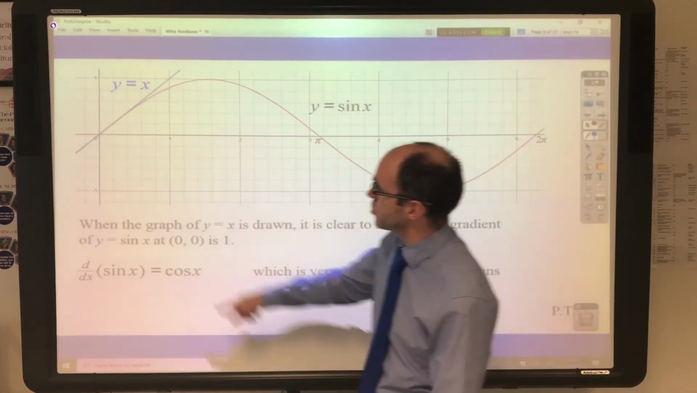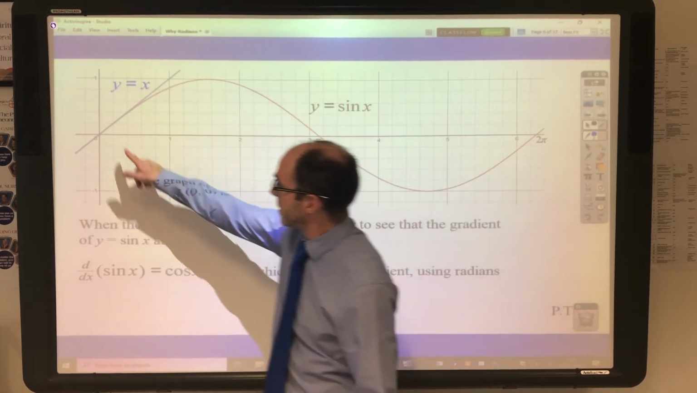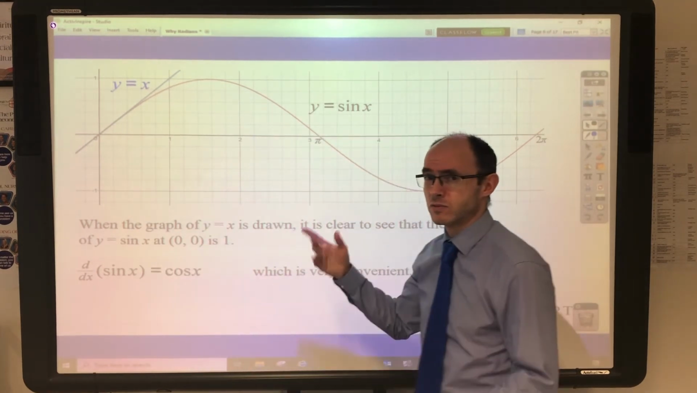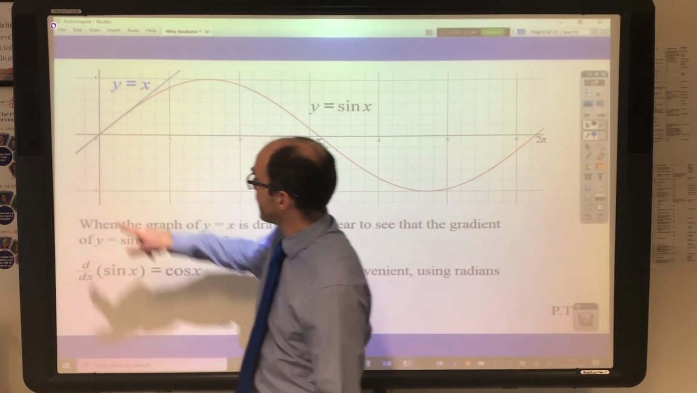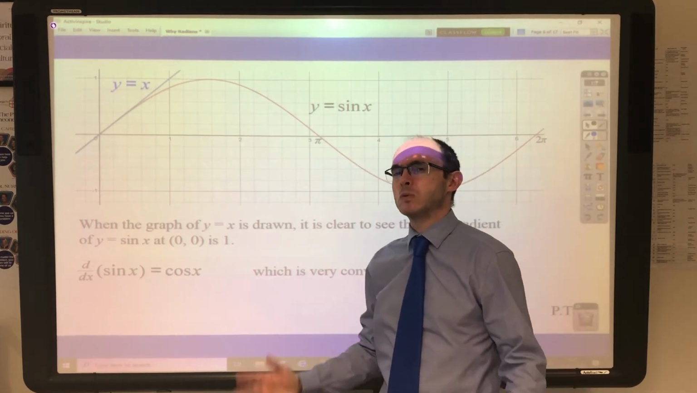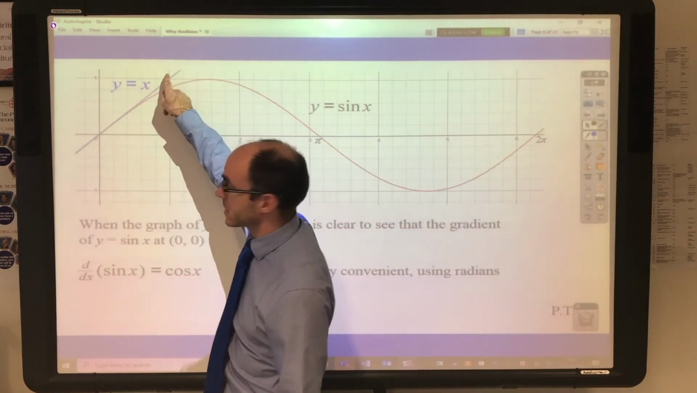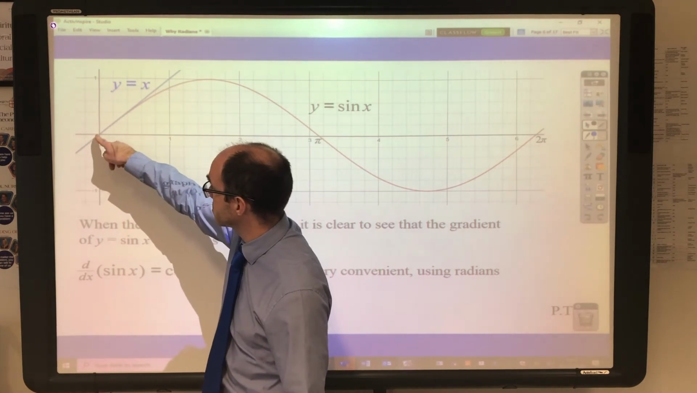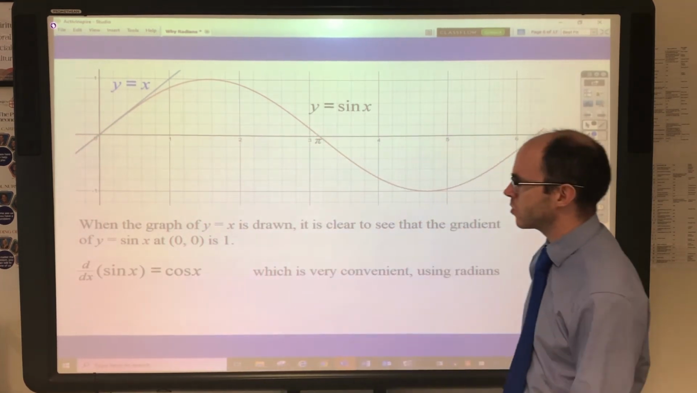And I've also drawn the line y equals x. Can you see when you look at the origin there, the line y equals x is a tangent to the graph y equals sine x at the origin. And that informs us what the gradient actually is. Because the gradient of y equals x is just 1, and because that line acts as a tangent to the sine graph at the origin, you can see visually that the gradient is also 1 as well.